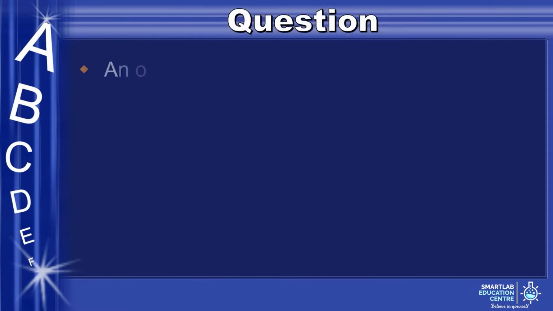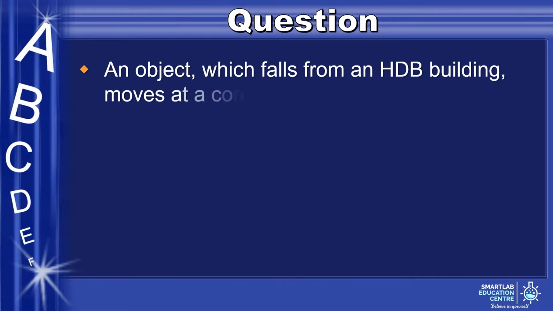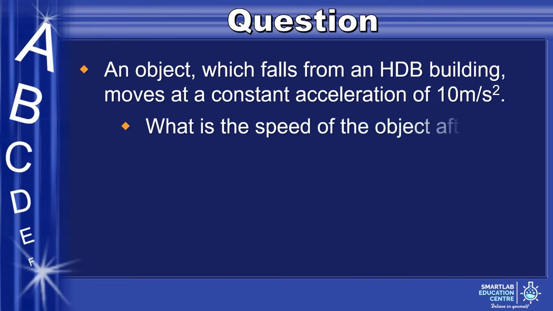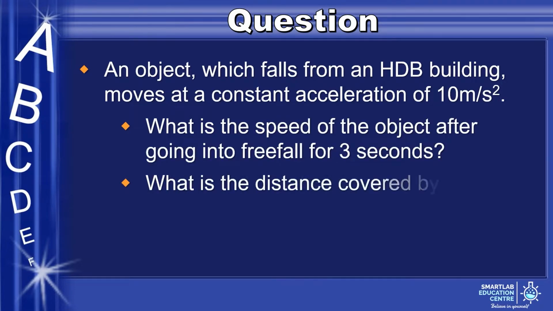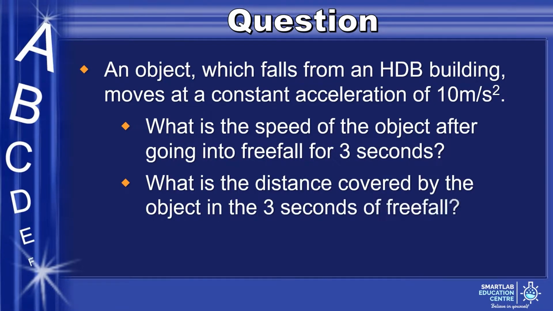An object, which falls from an HDB building, moves at a constant acceleration of 10 meters per second squared. What is the speed of the object after going into freefall for 3 seconds? What is the distance covered by the object in the 3 seconds of freefall?